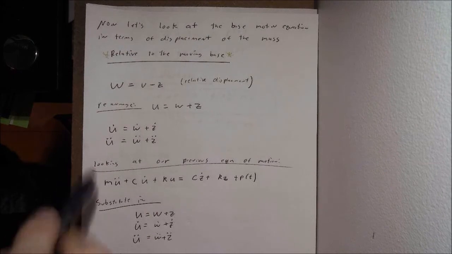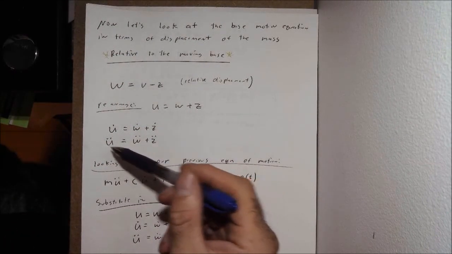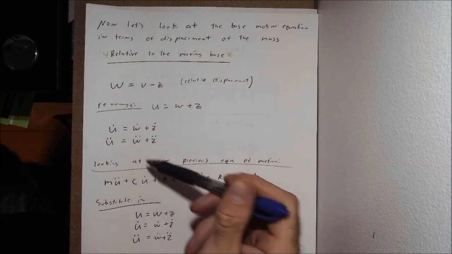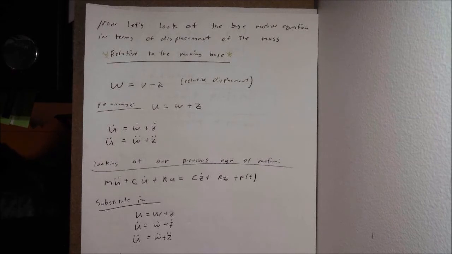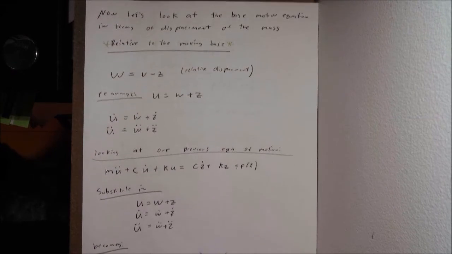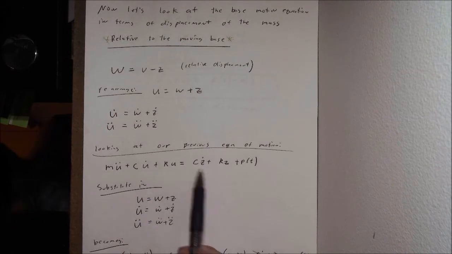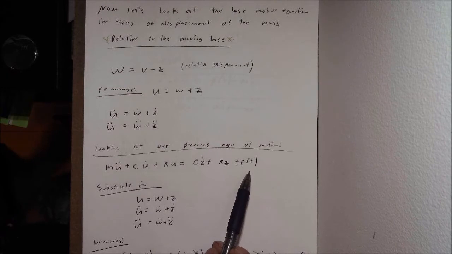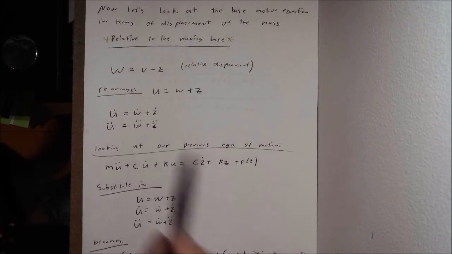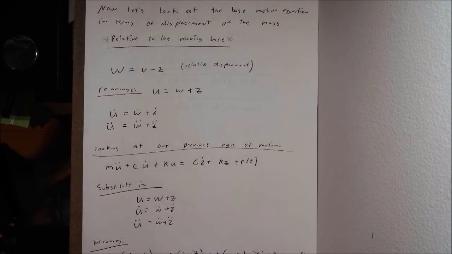From there, we can take the derivative and the second derivative of each of these. So our u dot is equal to w dot plus z dot. Our u double dot is equal to w double dot plus z double dot. Now we can go back to that previous equation of motion, m u double dot plus c u dot plus k u equals c z dot plus k z plus p of t, which is relative to the inertial frame. To do it relative to the moving base, we can plug in the relationships we just found based off of relative displacement.